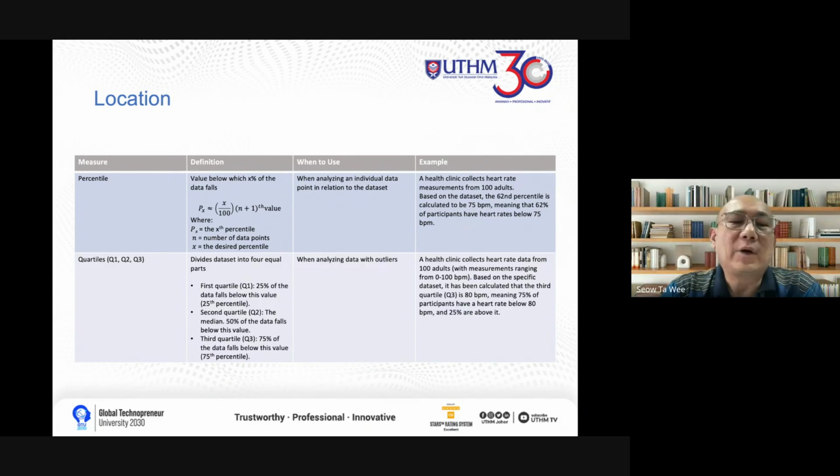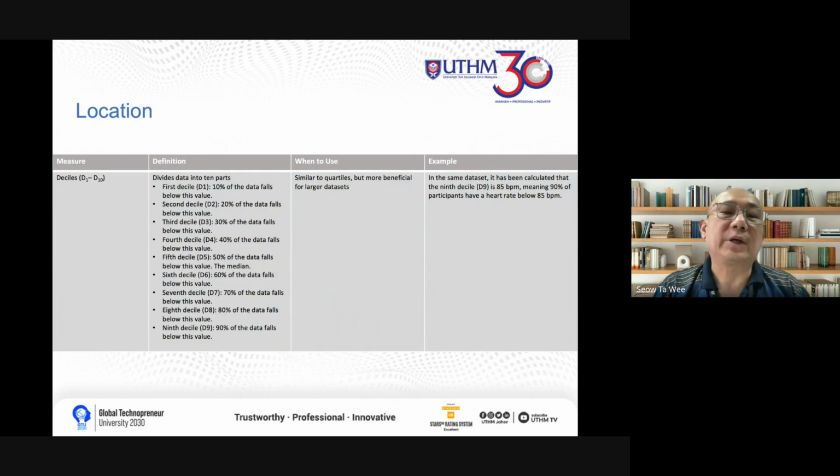Quartiles divide the data set into four equal parts, like quarterly: 25%, 50%, 75%, and so on. This is where we analyze data with outliers. Different data use different sets of analysis for location. I think normally students use location like percentiles to represent the data distribution.